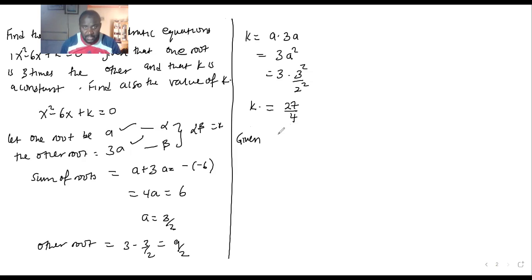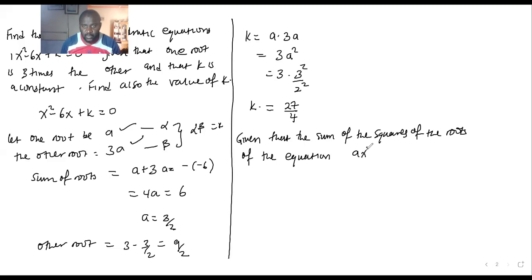Given that the sum of the squares of the roots of the equation ax squared plus bx plus c is equal to 0 is 1, show that b squared is equal to a squared plus 2ac.